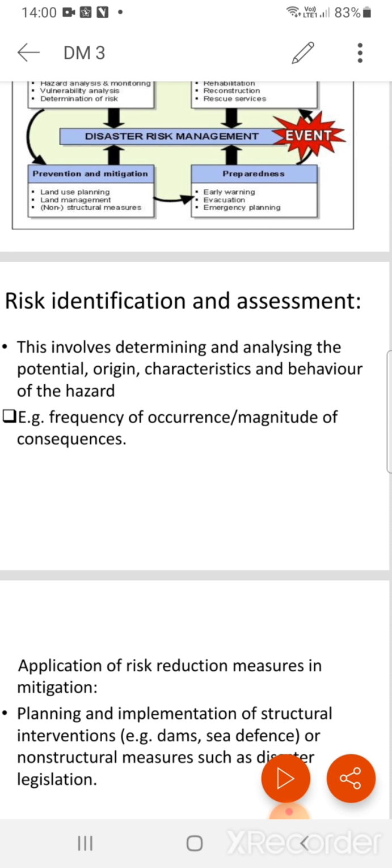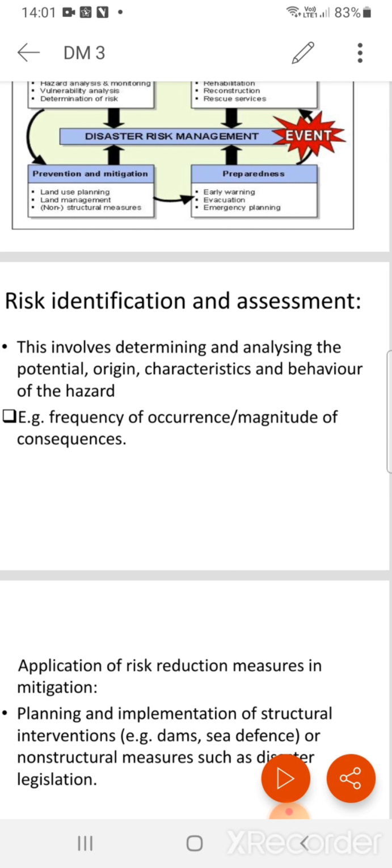For example, we can say that the frequency of occurrence of the hazard or magnitude of the consequences are part of risk identification and assessment. What do you understand by frequency? As you know, the number of times a particular disaster is occurring in a particular area in a given time period. That is frequency, whether it be 6 months, 3 months, or in a year, the number of times the disaster or event is occurring in a particular area.